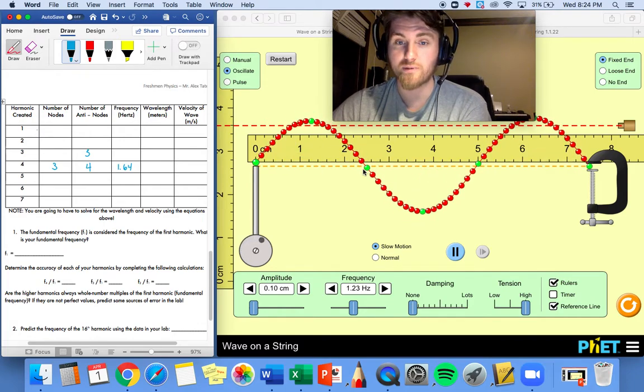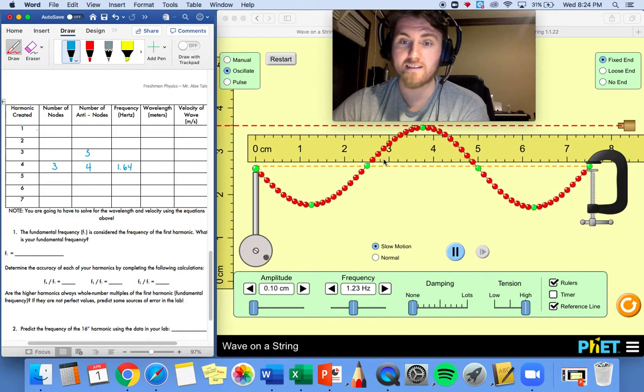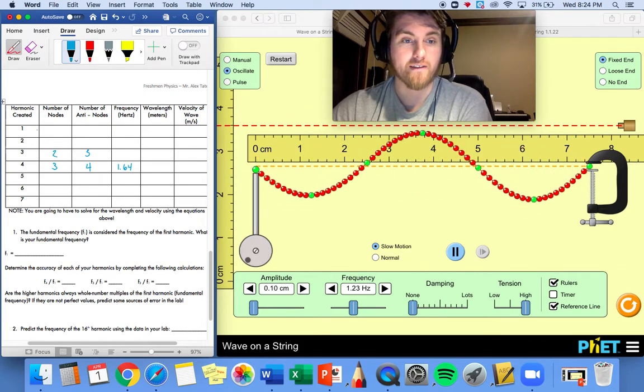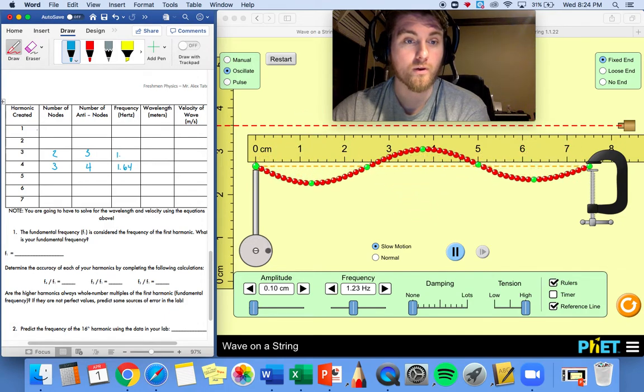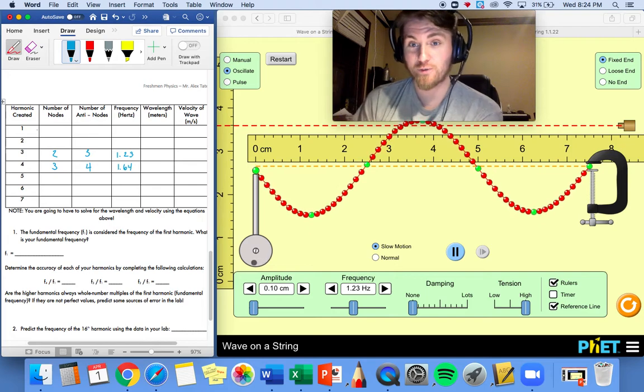If I count the number of nodes, I have 1 non-moving point here and 1 non-moving point in this spot. So I have 2 nodes, 3 antinodes, and then my frequency is 1.23 hertz.